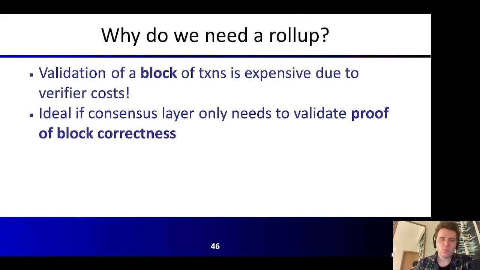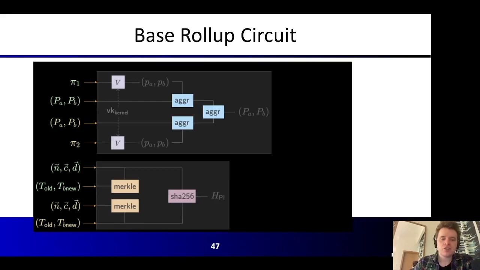So why does this kind of architecture need a roll-up circuit? Verifying a block of transactions in a privacy-preserving network is very expensive because each transaction is a SNARK proof, and verifying SNARKs is relatively expensive. So it's ideal if the consensus layer only needs to do a very minimal amount of execution and verify one proof of correctness for an entire block of transactions. This is a diagram that describes the base roll-up circuit. The idea here is that a roll-up circuit is aggregating user transaction proofs. It's aggregating public kernel proofs.